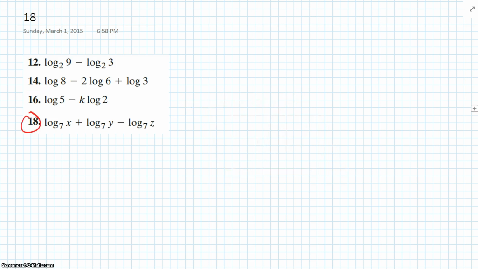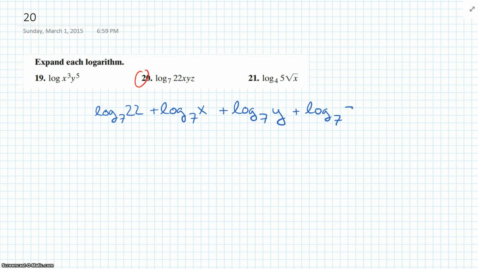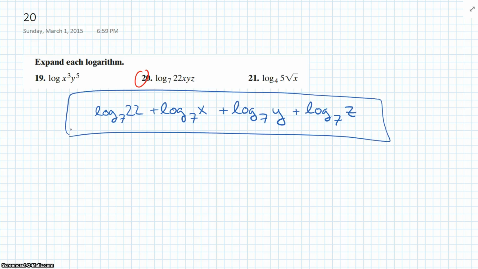Okay, 18. Log base 7 of x plus log base 7 of y minus log base 7 of z. So it's going to be a log base 7, xy on top, z on bottom. Okay, number 20. Expand. Log base 7 of 22xyz. So we'll just use the product property and rewrite this as log base 7 of 22 plus log base 7 of x plus log base 7 of y plus log base 7 of z. 4 terms.